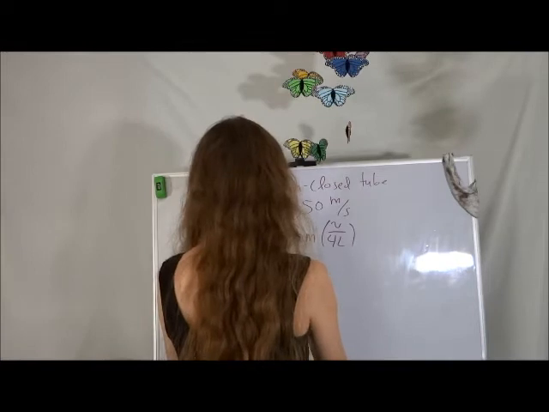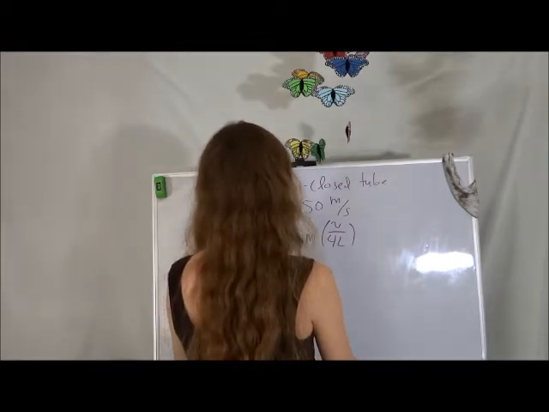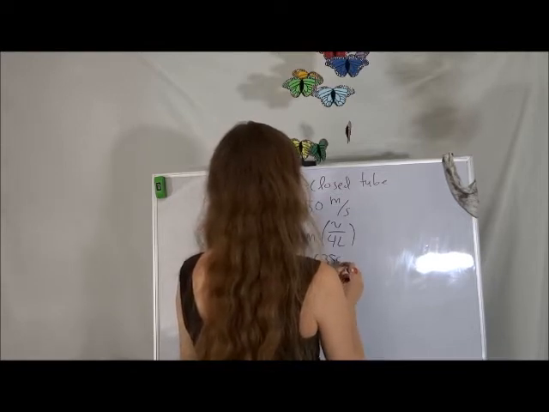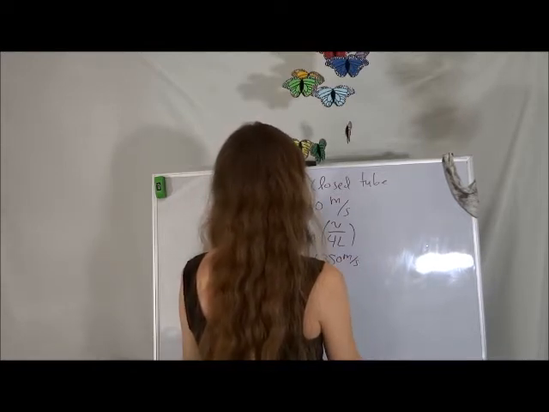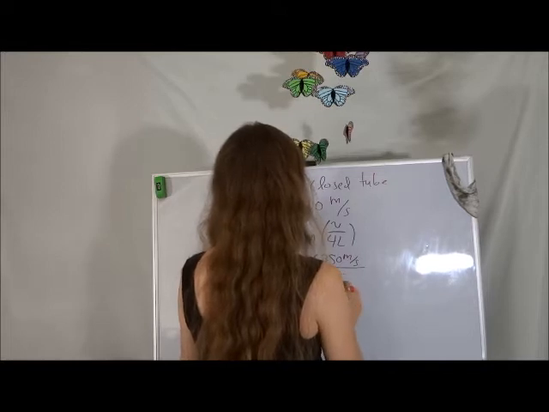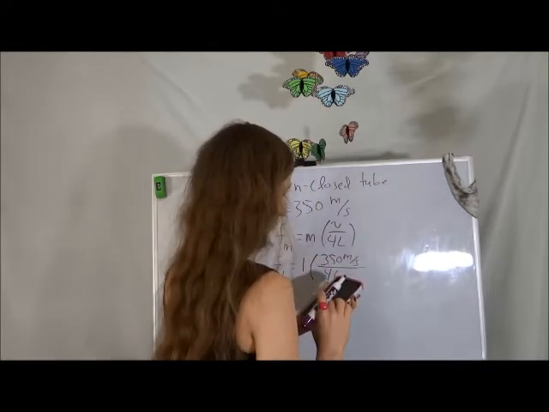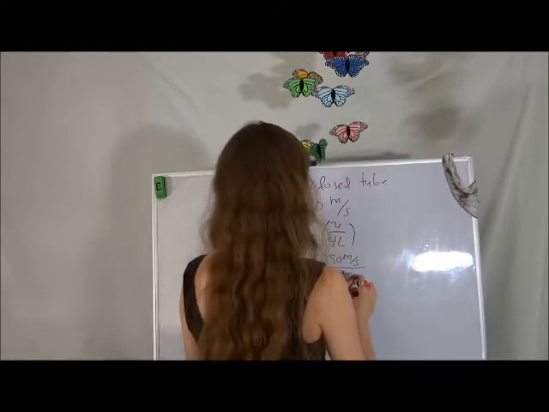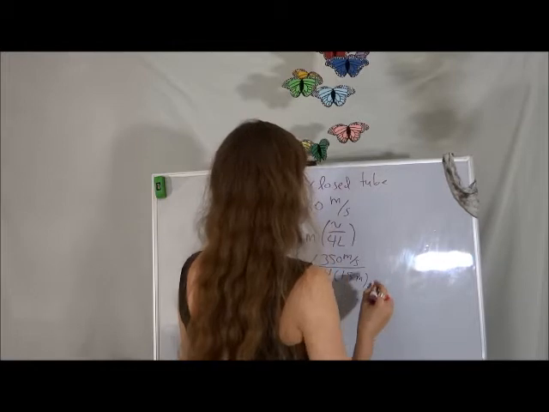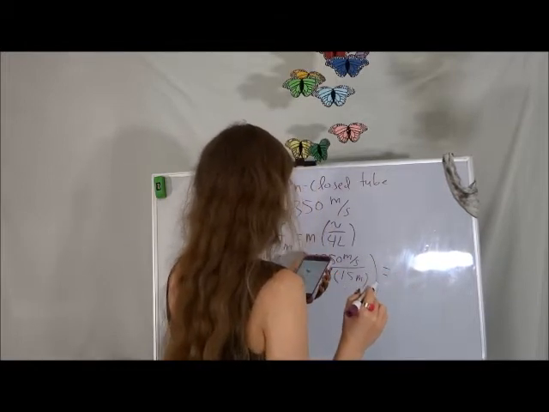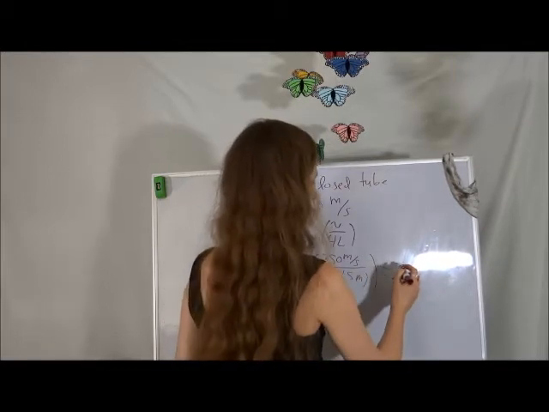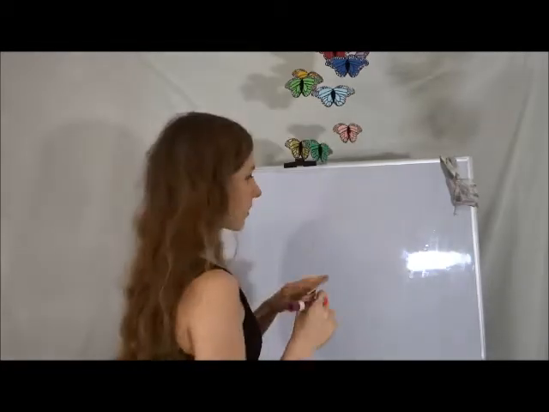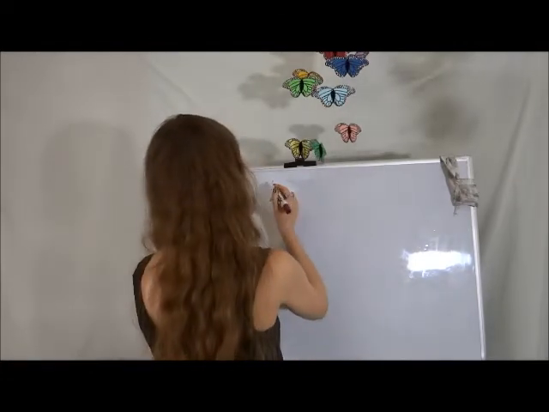So F1 would be equal to 1 times our speed, which is 350 meters per second, over 4 times the length. The length was 1.5 meters, I believe. Yes, it's a 1.5 meter long hollow tube. And so we plug this into our calculator, and we get about 58 hertz.